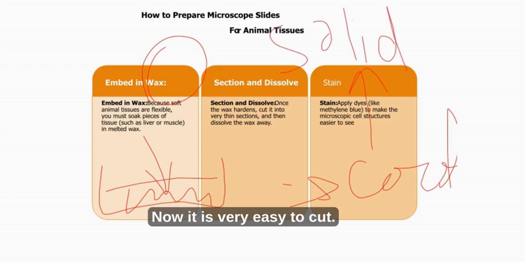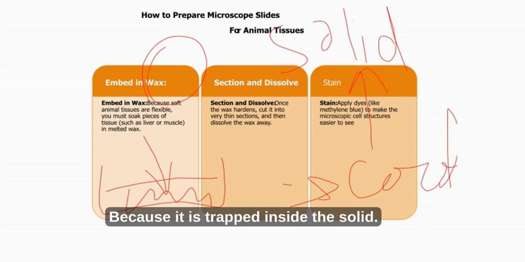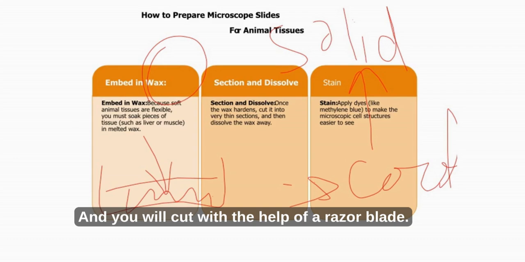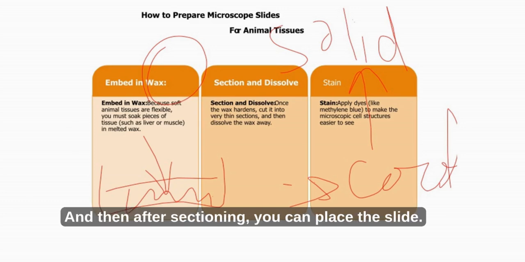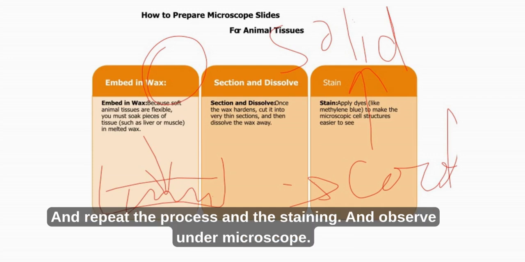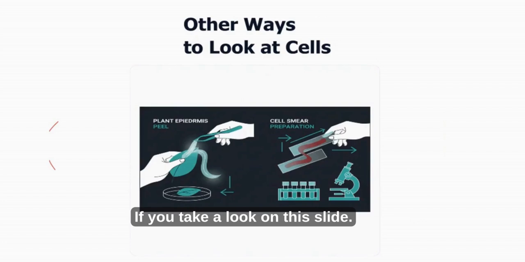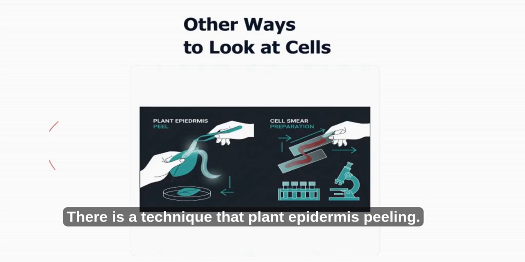Now it is very easy to cut because the tissue is trapped inside the solid, and you will cut with the help of a razor blade, or you can use any device. And then after sectioning, you can place the sections on the slide, repeat the process of staining, and observe under the microscope.